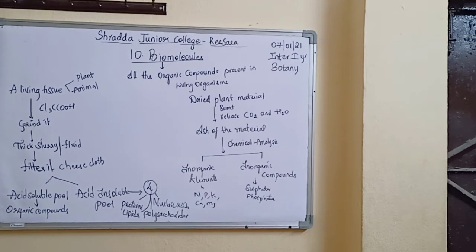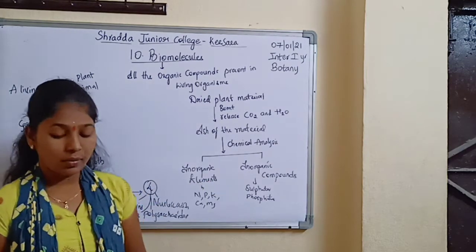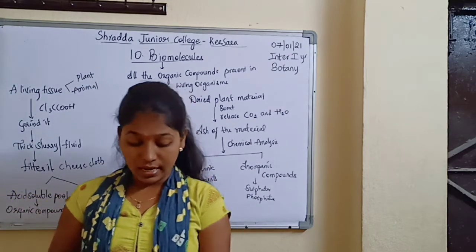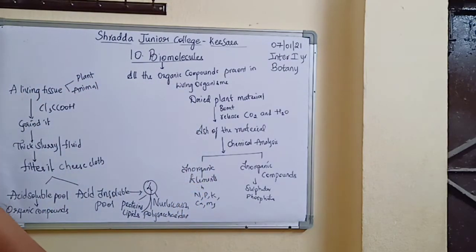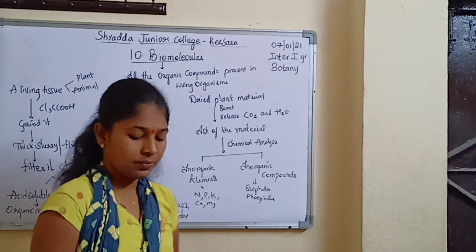There should be a presence of a living tissue, so that living tissue is being ground and the tissue slurry is filtered through a cotton cloth, obtaining certain types of biomolecules. And the plant part is being dried, and that helps in the formation of certain inorganic elements as well as compounds. And now we will discuss the biomacromolecules.